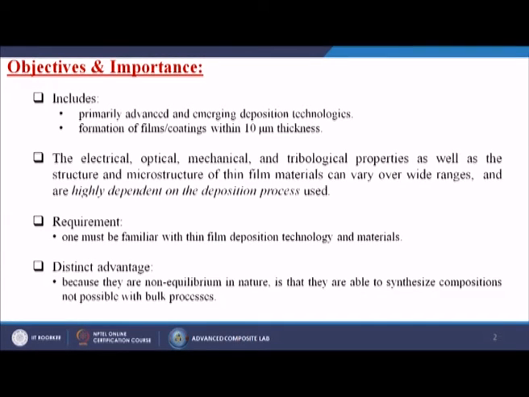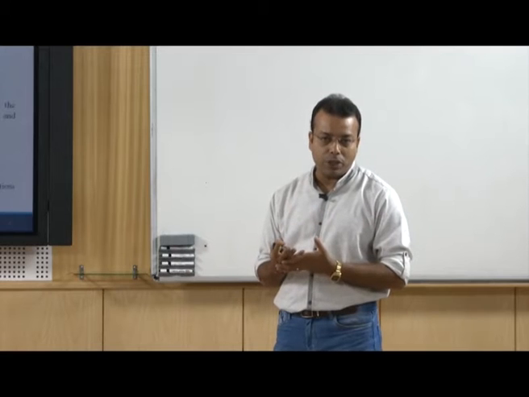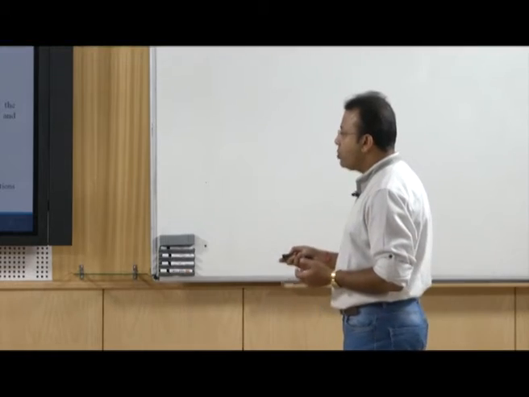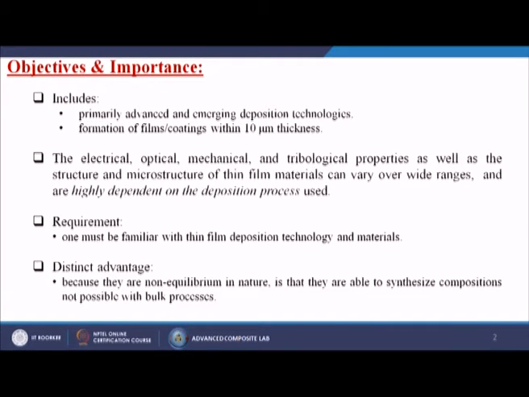The electrical, optical, mechanical, and tribological properties can be enhanced, generally the physical properties of that material. Next requirement, one must be familiar with thin film deposition technology and materials. So, we should know about thin film technology, by which we create thin film depositions onto the material surface. A distinct advantage, because they are non-equilibrium in nature, is that they are able to synthesize compositions not possible with bulk processes. So, these all are the distinct advantages.